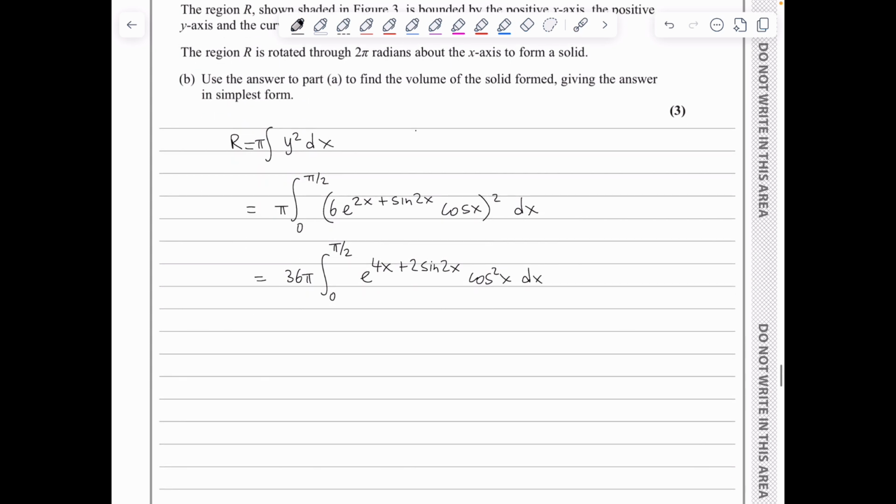So we're looking at 36 pi times 1 over 8 times e to the 2 pi minus 1. Obviously the 36 with the 8 simplify, leaving me with a 9 and a 2 here. So all in all, I'm left with 9 pi over 2 times e to the 2 pi minus 1.